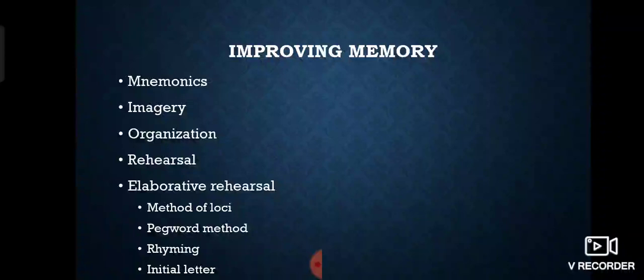So it represents Mercury, Venus, Earth, Mars, Jupiter, and S is Saturn, Uranus, and Pluto. But Pluto is probably gone now, so maybe we should look for another sentence to replace it. Alright, and there are more ways of improving memory. These are just some of the ways.